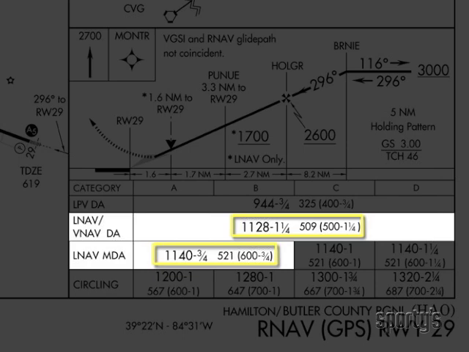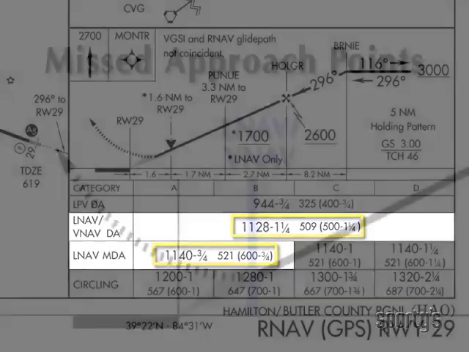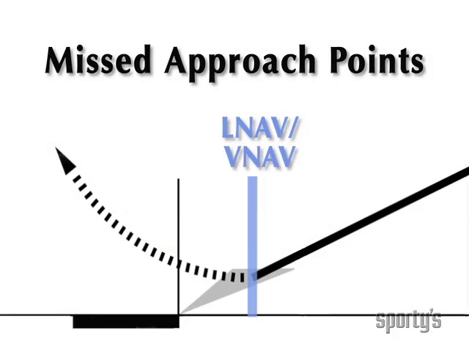LNAV-VNAV approaches will sometimes provide lower descent minima than an LNAV-only approach. However, the minimum visibility requirement is normally higher than an LNAV approach. This is because at decision altitude, you would be further away from the runway than when at the missed approach point on an LNAV approach. The LNAV missed approach point is usually the beginning of the runway, while the LNAV-VNAV missed approach point can be a mile or more from the runway threshold.